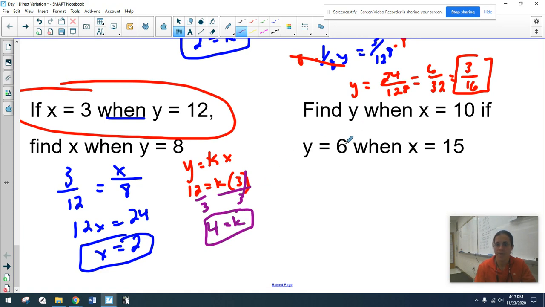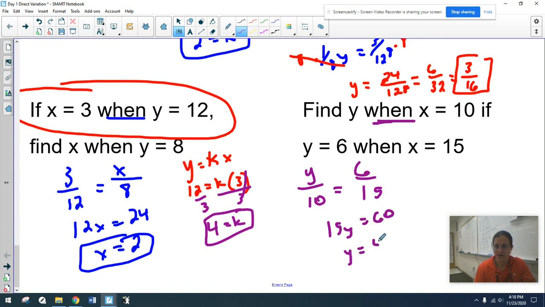Okay, try one more. So I've got, here's the when that connects them, y. So I got y over 10. This y over this x. Okay, cross multiply. I've got 15y. 6 times 10 is 60. And if you divide, you get 4. So divide both sides by 15 to get 4.